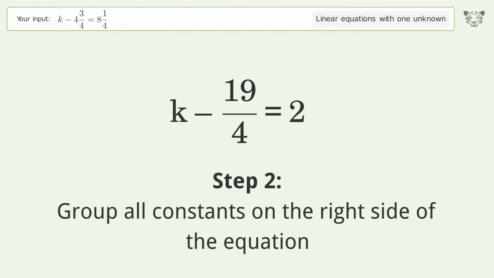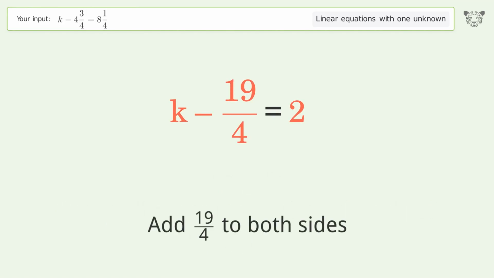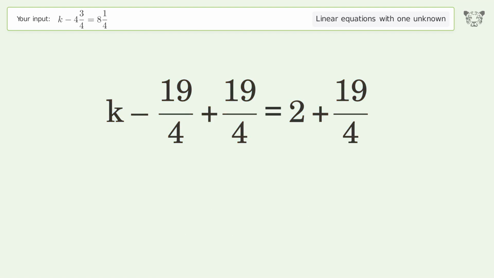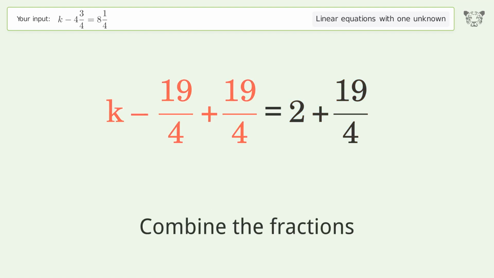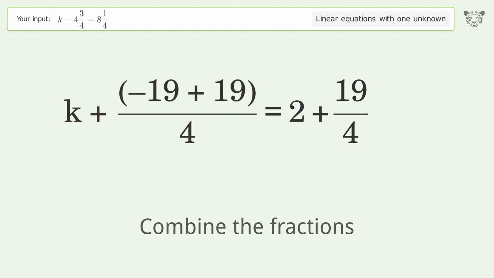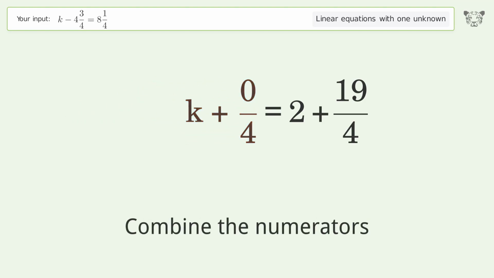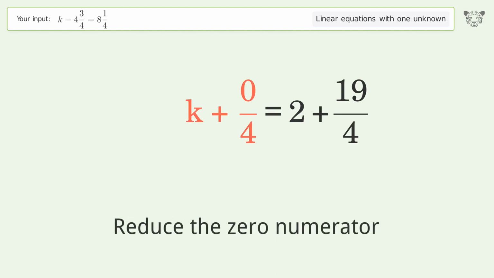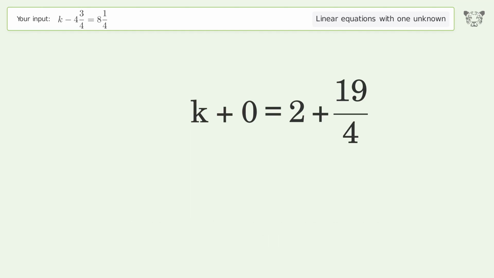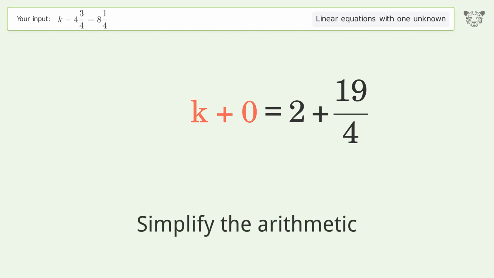Group all constants on the right side of the equation. Add 19/4 to both sides. Combine the fractions. Combine the numerators. Reduce the zero numerator. Simplify the arithmetic.